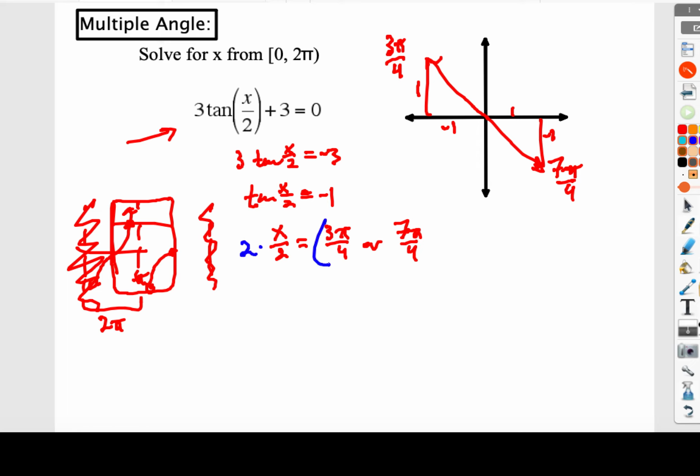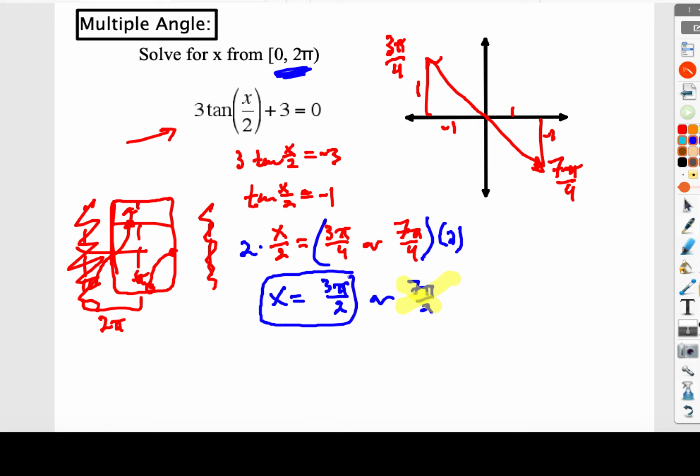I'm going to multiply both of those by 2, which means that x equals 3 pi over 2 or 7 pi over 2. Well, the problem with 7 pi over 2 is that's greater than 2 pi, which means that's not a good answer to our equation this time. And our only good answer from 0 to 2 pi is going to be 3 pi over 2.